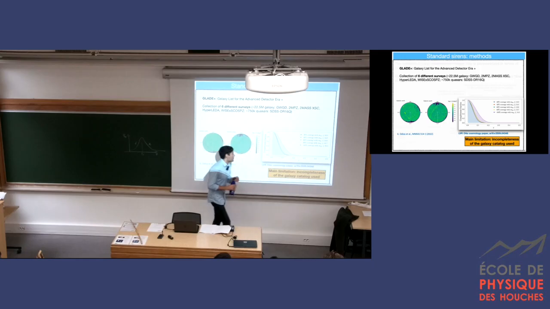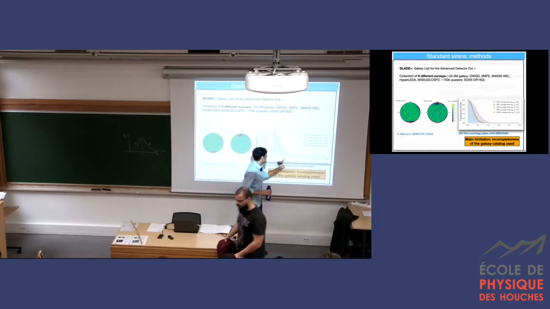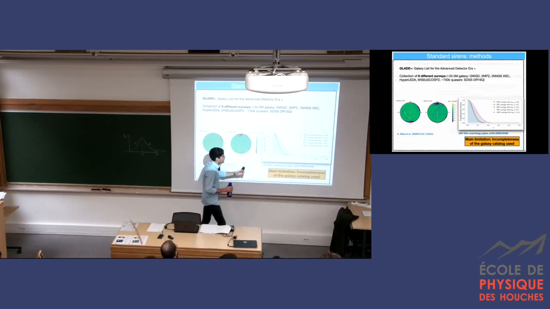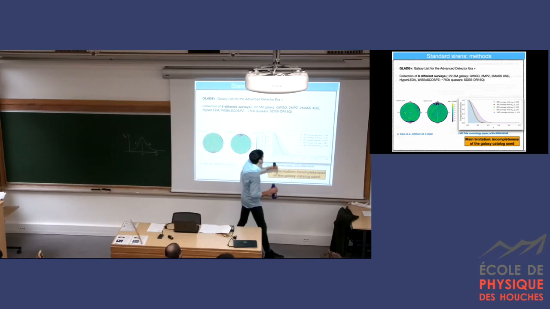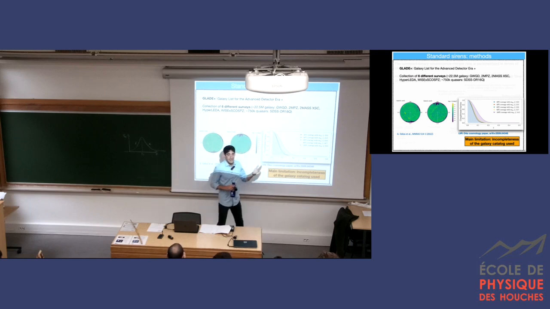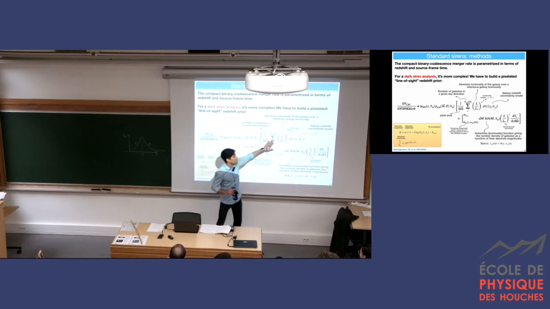But one of the main limitations of this catalog is that it is severely incomplete already at redshifts of, I don't know, 0.1, and 0.2 is basically 10% or 5% complete. I will not go into the details of the different curves, but this is just to show you that this catalog is severely incomplete, and so we are not really getting much information from the galaxy catalog side, or if you want, from the first term here, using this catalog.